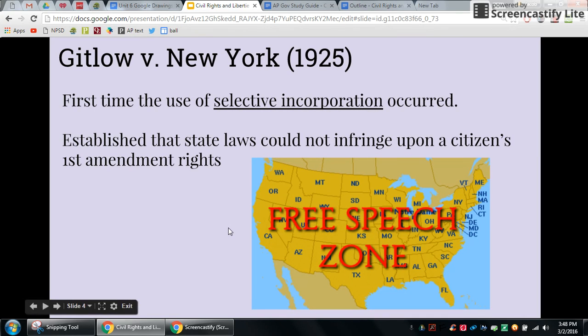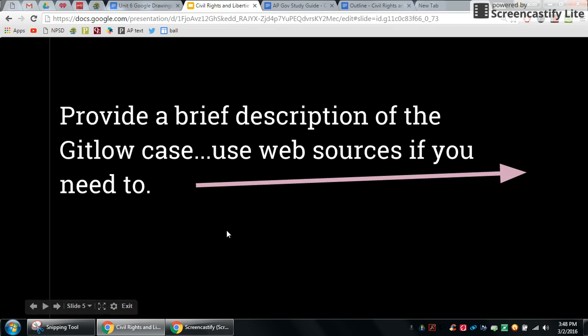Okay, now this is on your slides. I'm going to go through quickly. You can read the details. I'm just going to touch on the important stuff. Gitlow versus New York was when selective incorporation occurred. Provide a brief description of the Gitlow case. Use a web source if you need to.